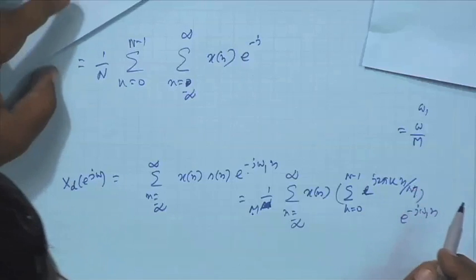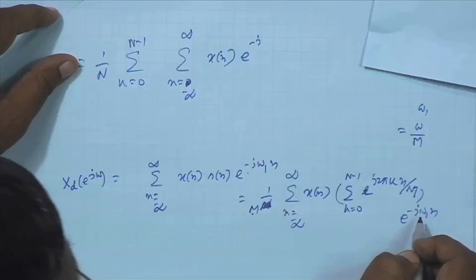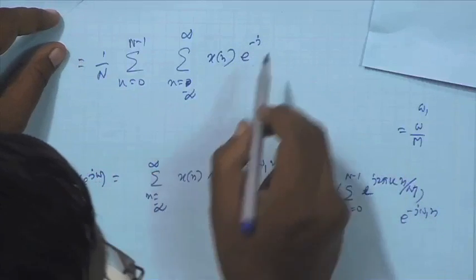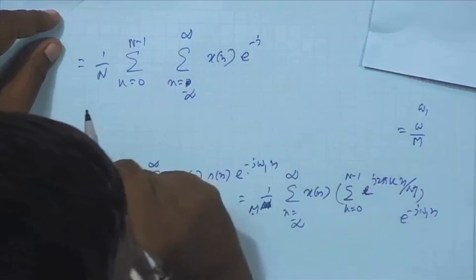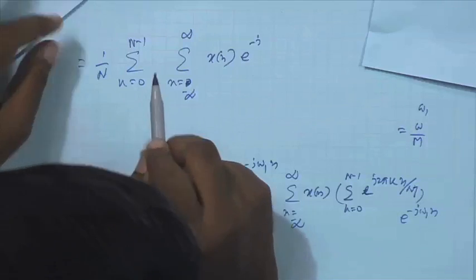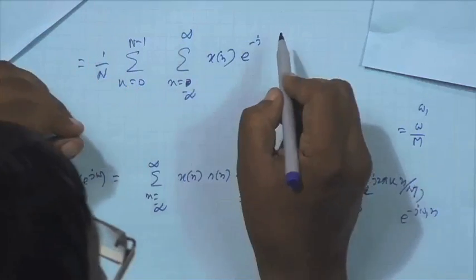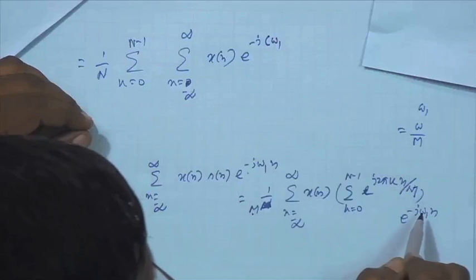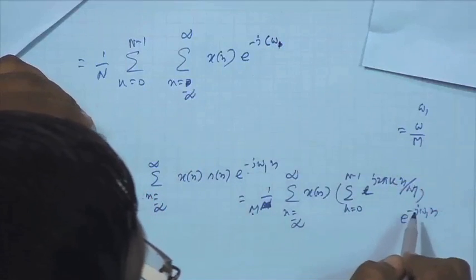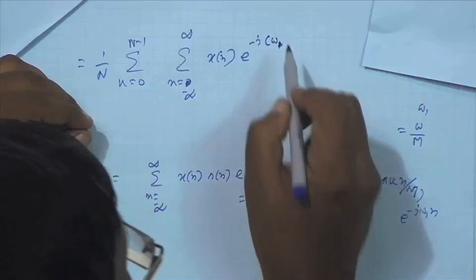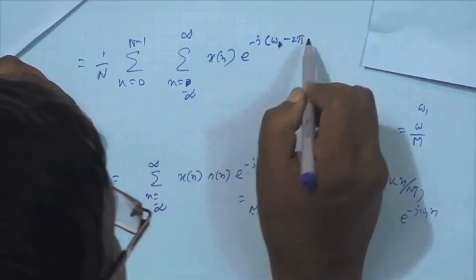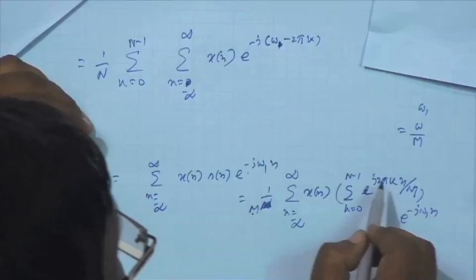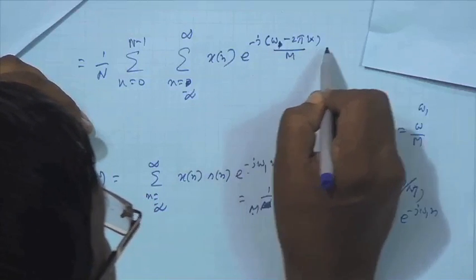So, now here I write x n e to the power minus j, I take this common, not omega 1, omega by m. So, omega minus, 2 pi k I will put outside, by m into n.